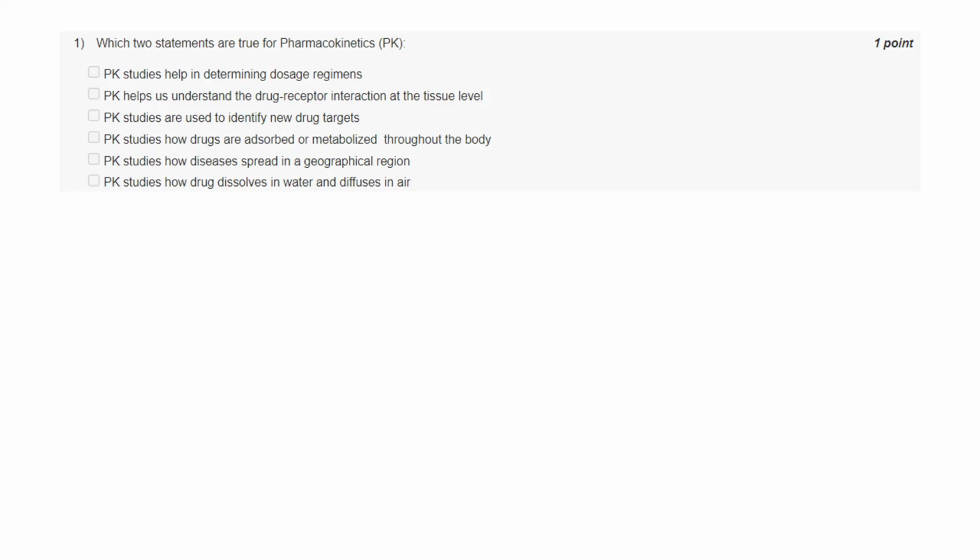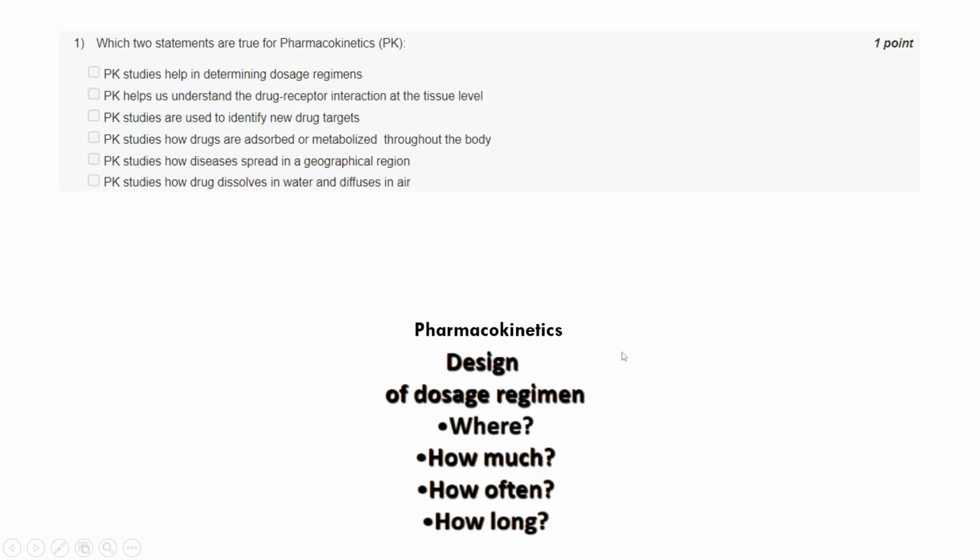No, nobody wants to volunteer. Is it four, ma'am? Four is how drugs are absorbed or metabolized throughout the body. Yeah, that is one of the options. And the other one? First one, ma'am. Yeah, of course.